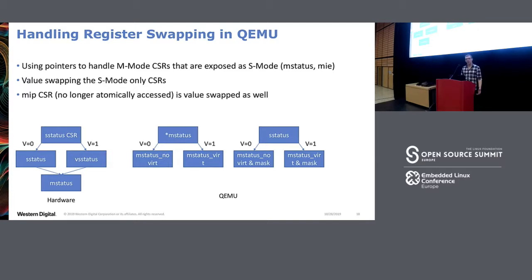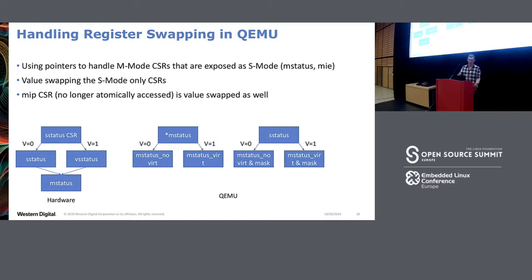So for S mode only registers, things that QEMU doesn't really care about, they're easy. We just value swap them on virtualization changes, so traps and returns. For mstatus and MIE, we use pointers. It's easier to just swap the pointer and then copy the values around so you don't have to clobber things and copy them back and forth. And the MIP CSR, like I talked about earlier, now that it's no longer atomically accessed, we can value swap that too. So this is what the register swapping looks like.